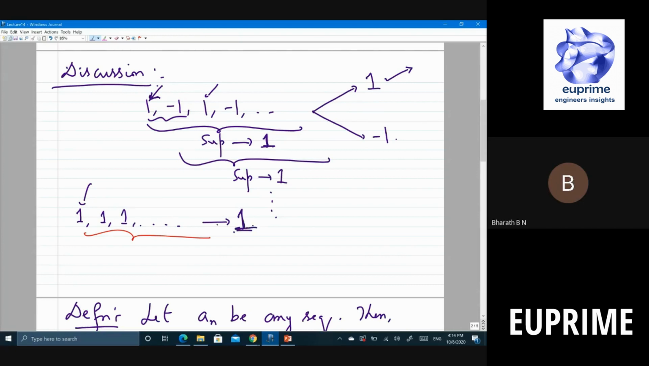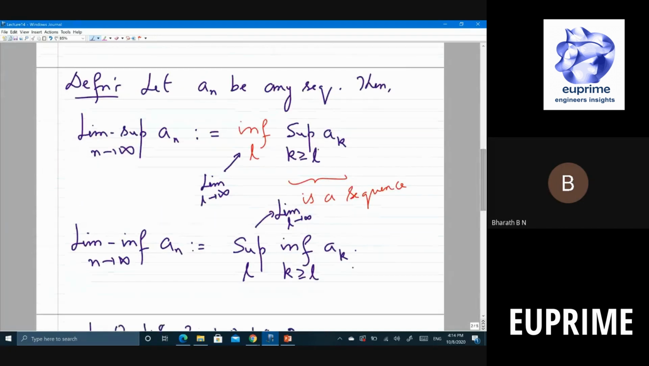That is 1. Or you take the infimum of that. It's 1, right? So one way of defining that is you take the supremum over all k greater than or equal to L of ak. For example, L equal to 1, it's the entire sequence. L equal to 2, you start from the second one. L equal to 3, start from the third one, and so on. You get a sequence and take the infimum of that over all L, or you take the limit.